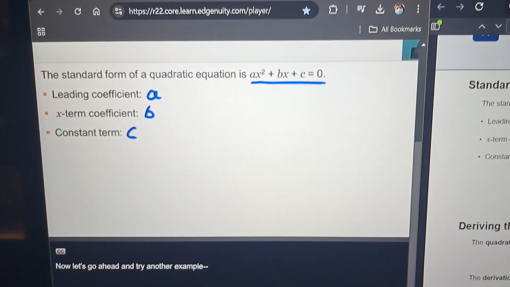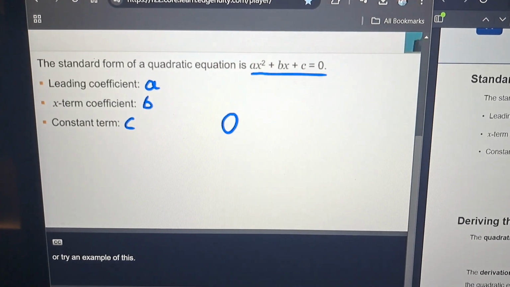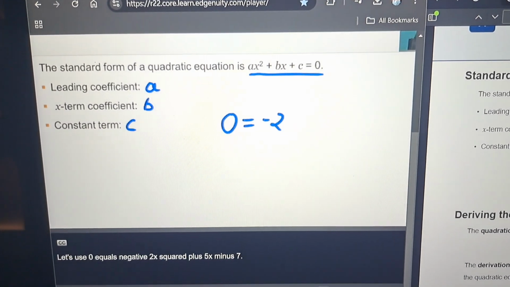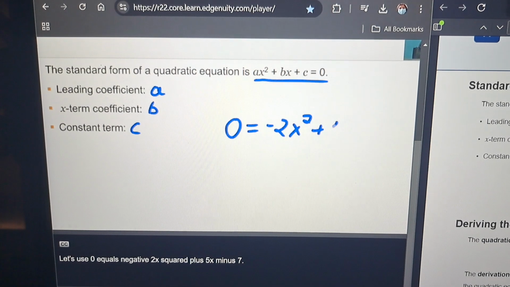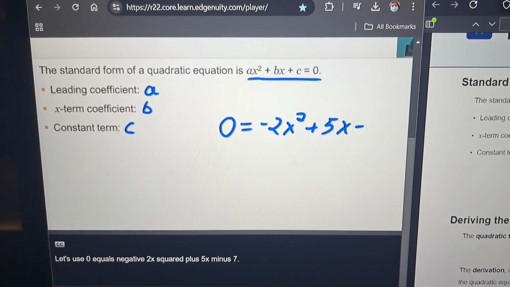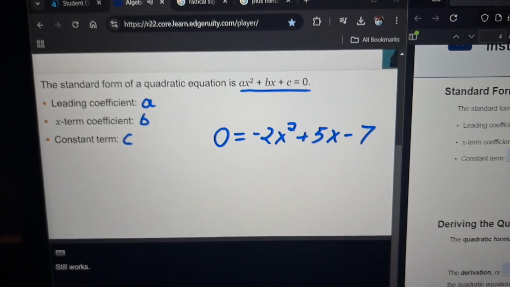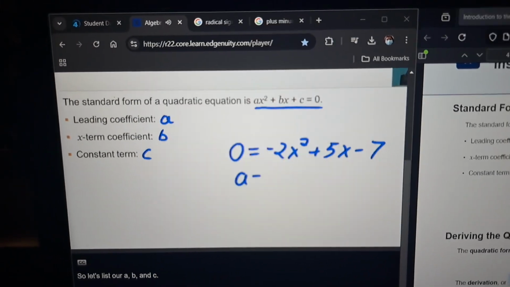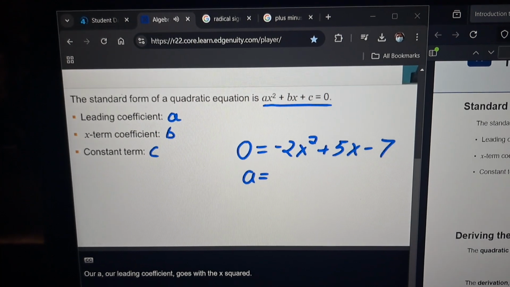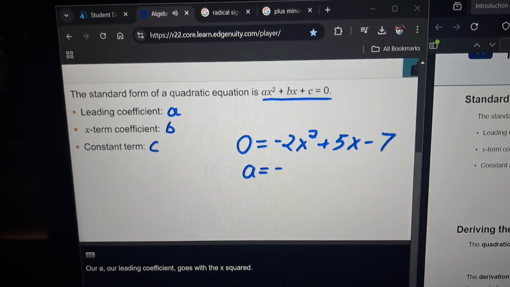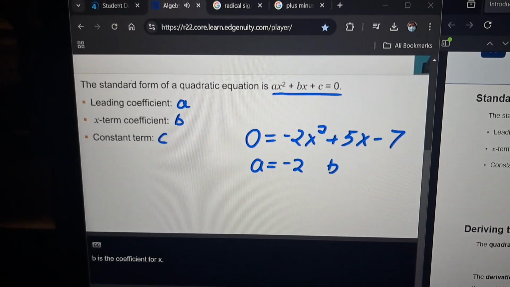Now let's go ahead and try an example of this. Let's do 0 equals negative 2x squared plus 5x minus 7. Notice that the 0 is on the other side this time. It still works. So let's list our a, b, and c. Our a, our leading coefficient, goes with the x squared. That's going to be negative 2.